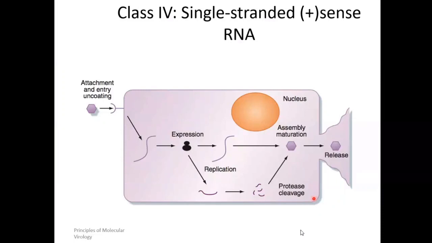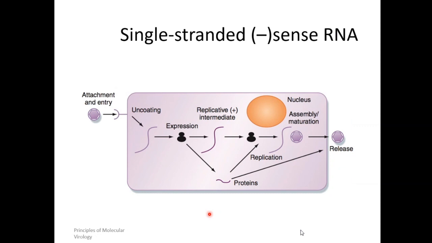In class 4, single-strand positive polarity sense RNA, this is like polio. We only replicate in the cytoplasm, and it always goes without any enzyme. Replicase, no replicase. While negative polarity, negative sense RNA, we always have to carry its replicase to be able to produce protein.